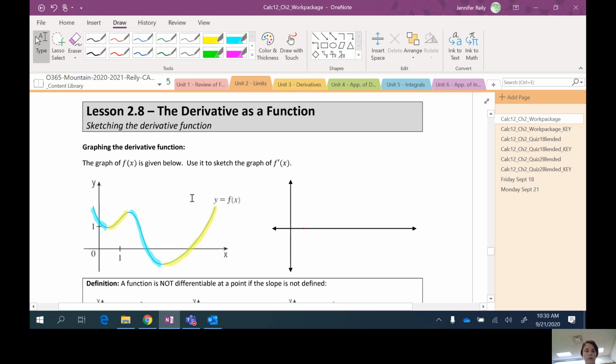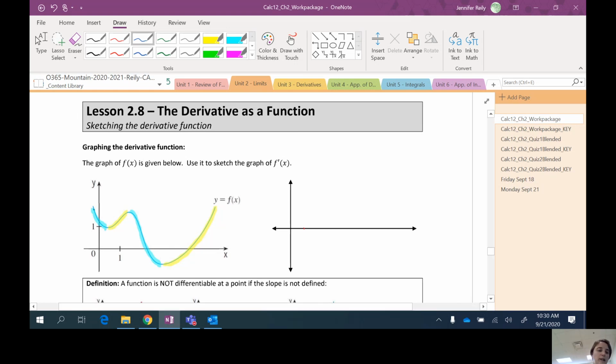Here's a function y equals f of x. Looks like some sort of parabola function, perhaps a degree 4 parabola. I've labeled it with different colors for a reason. So we're going to be sketching the slope of this curve for different x values. And we have to keep in mind where the function is decreasing and where it's increasing, because that's going to tell us where the slope is positive and where it's negative.